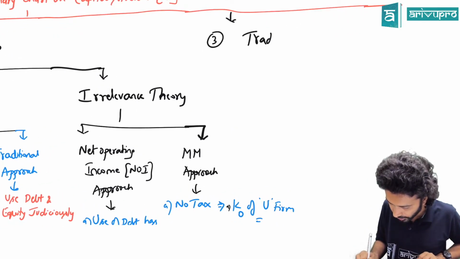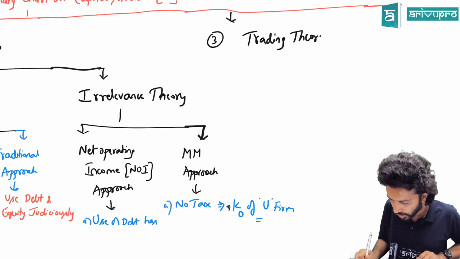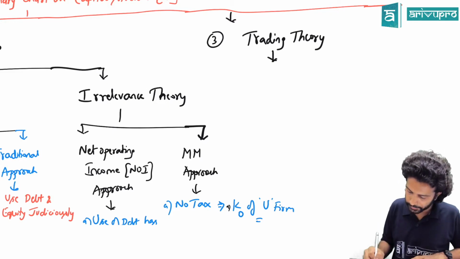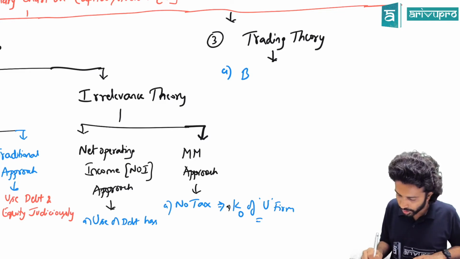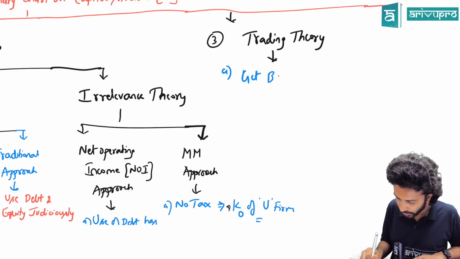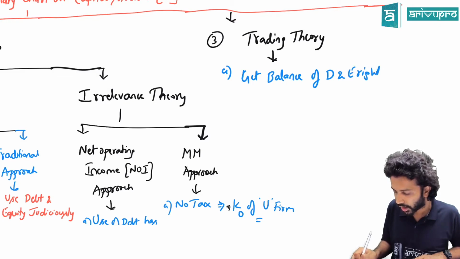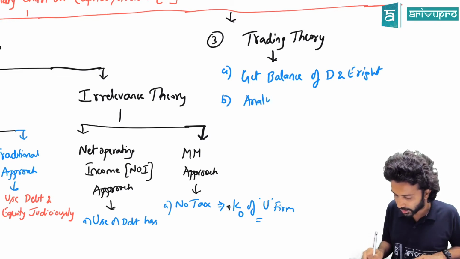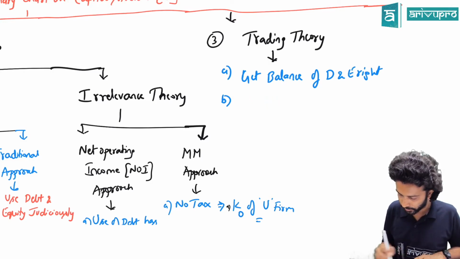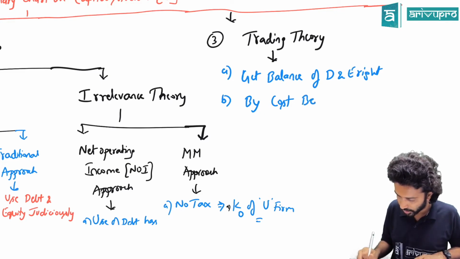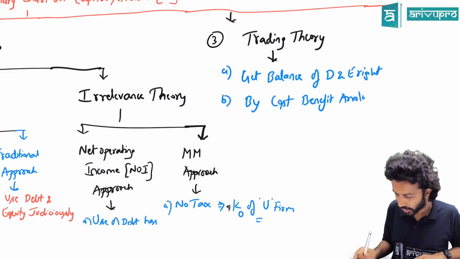First one, trade-off theory. What is the funda of trade-off theory? We are trying to get the balance of equity and debt right. Get the balance of D and E right. How are you trying to do that? By cost benefit analysis of debt.